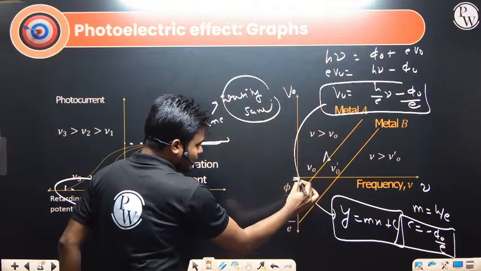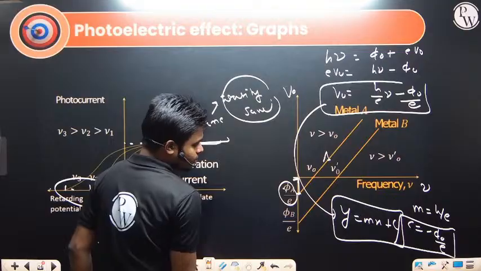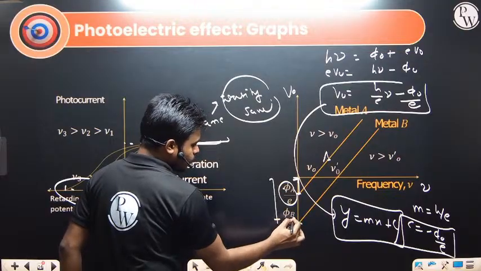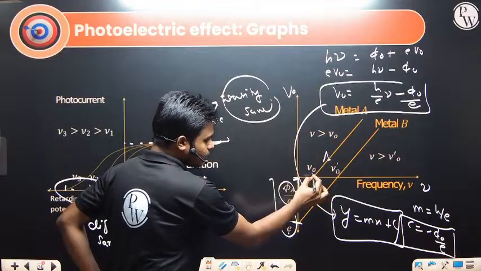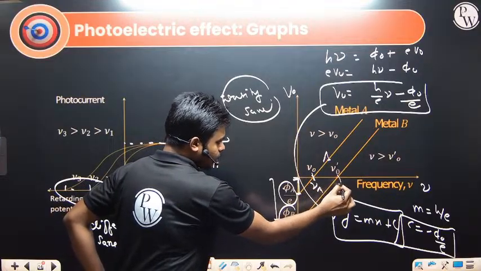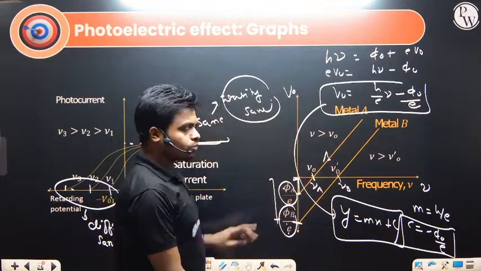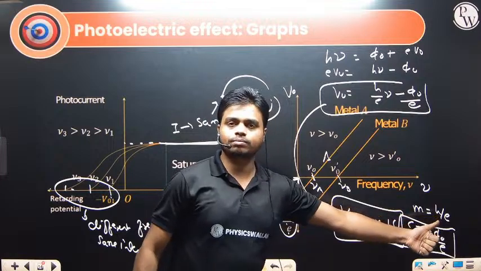This y-intercept will give us phi a by e, that is the work function of metal A, and this y-intercept will give us phi b by e, that is the work function for metal B. This will give the threshold frequency of metal A, and this will give the threshold frequency of metal B. Both will have the same slope because the slope is h by e.